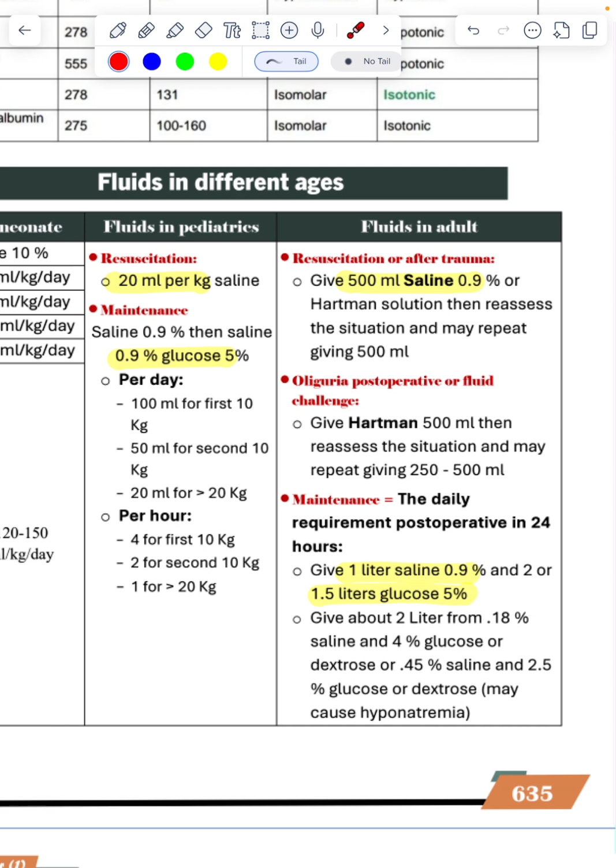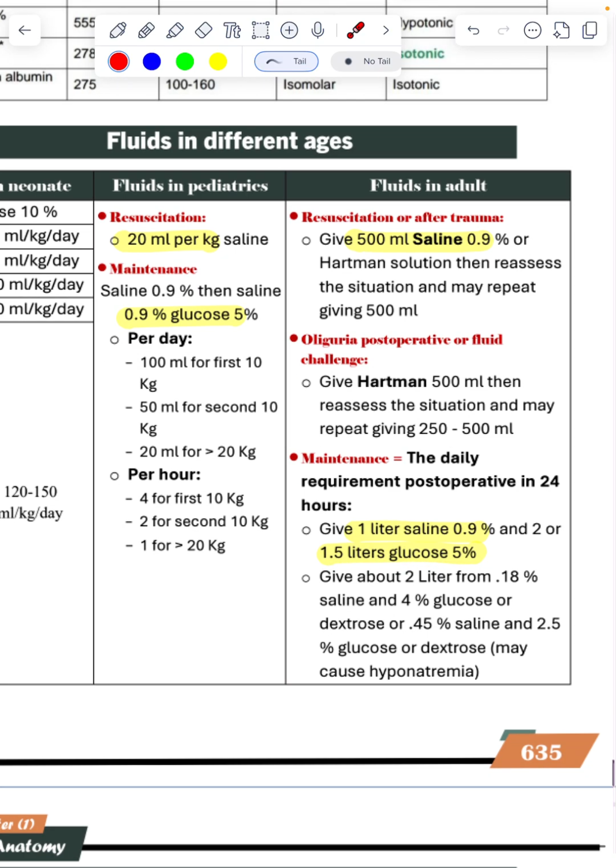Maintenance is the daily requirement. Post-operative, in 24 hours: 1 liter normal saline, 2 liters of glucose, or 1.5 liters of glucose.